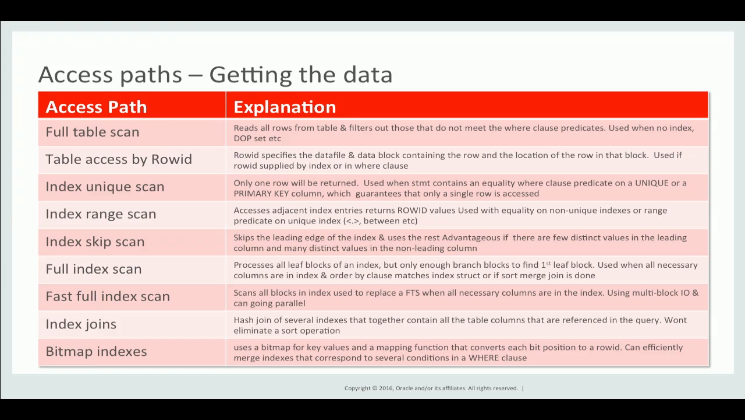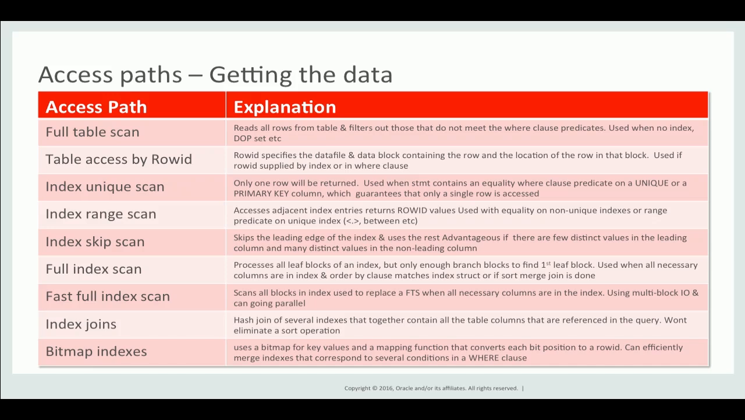I'll also, by the way, get an index range scan if I've got a unique index, but I don't have an equality predicate. So if I have select star from sales where the primary key is greater than 5, I don't get an index unique scan, I get an index range scan, okay?